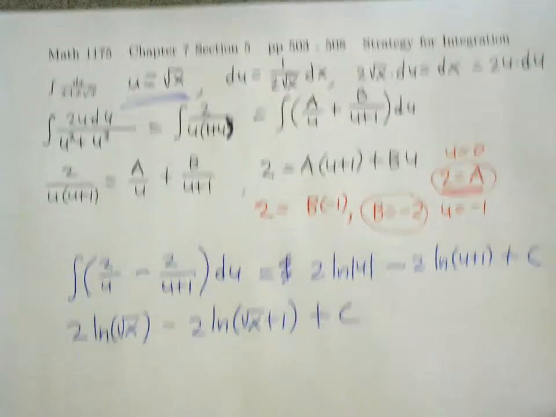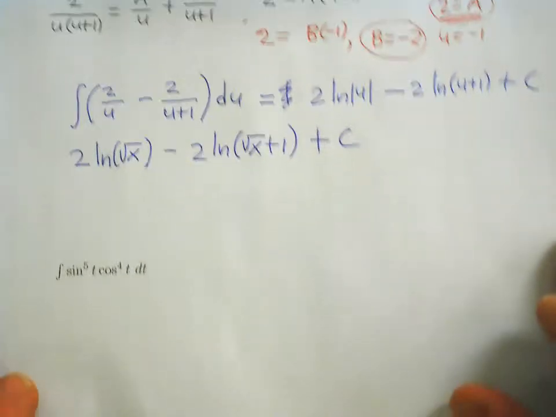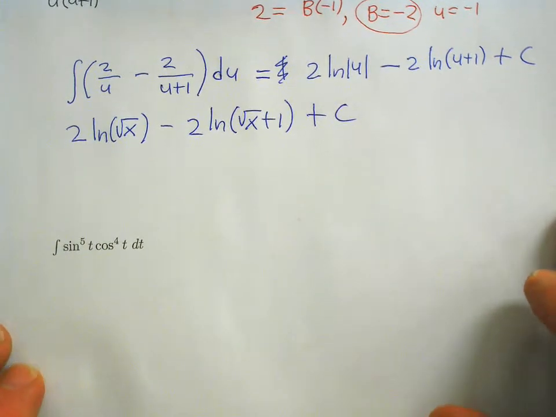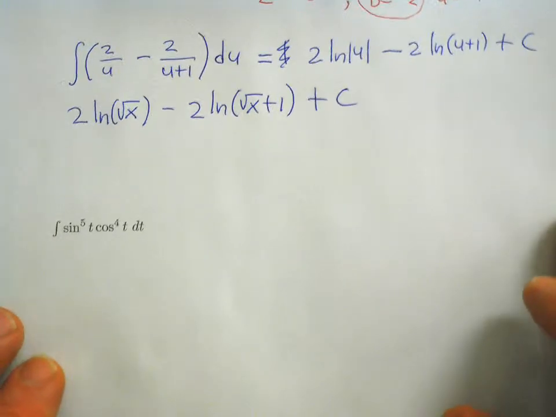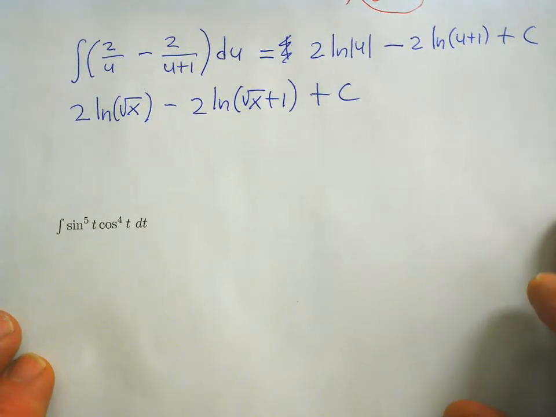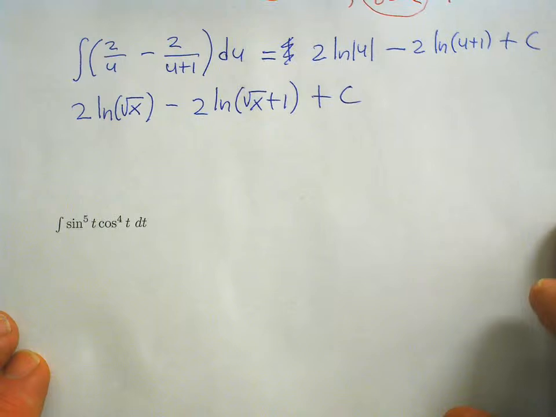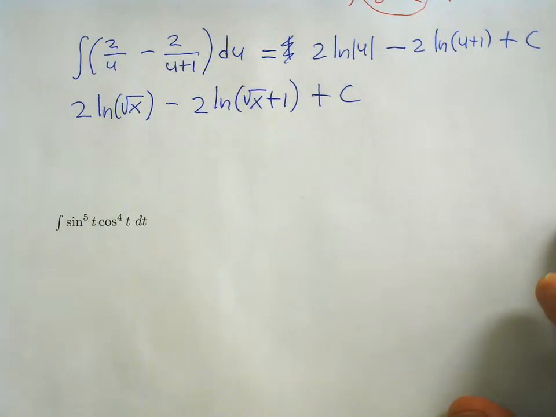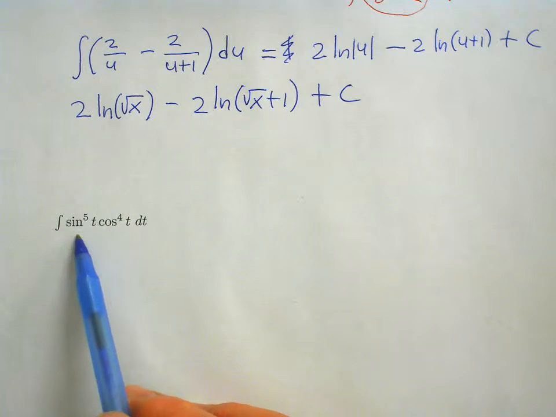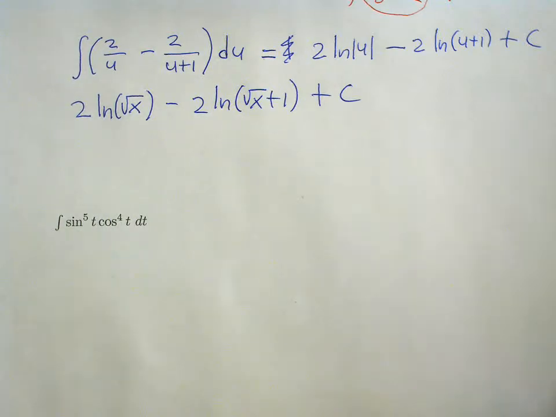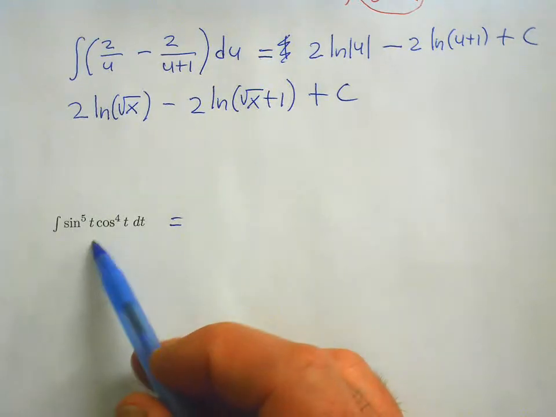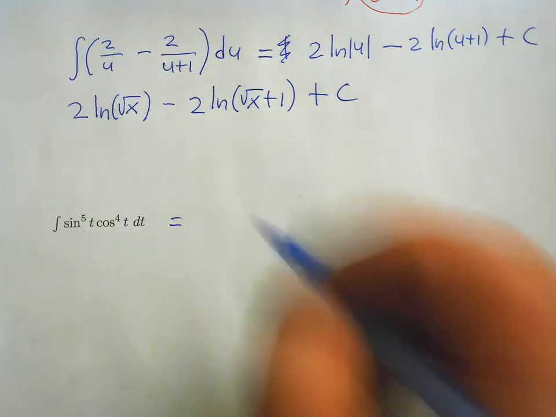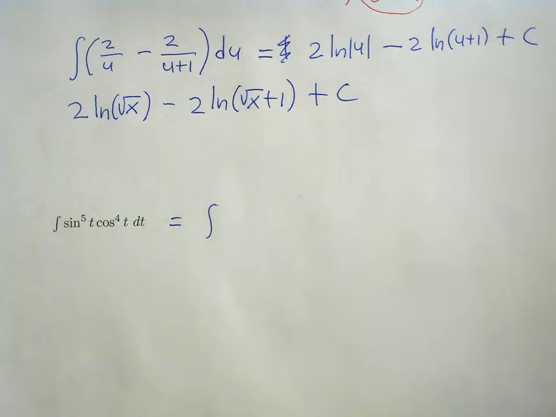Okay, in the next example, we have the indefinite integral of sine of t to the 5th times cosine of t to the 4th dt. Since we have an odd power of sine, we're going to use one of the sine of t's. So sine of t to the 5th is sine of t to the 4th times sine of t.